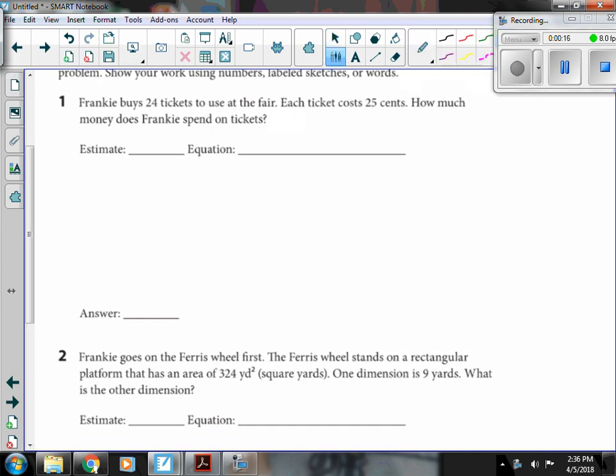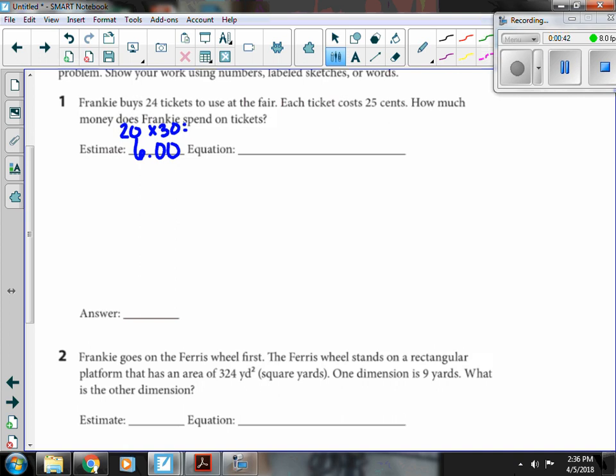So Frankie buys 24 tickets to use at the fair. Each ticket costs 25 cents. How much money does Frankie spend on tickets? Well, I'm going to create my estimate first, and 24 will be about 20. 25 cents will be about 30. I'm going to say 20 times 30 is $6.